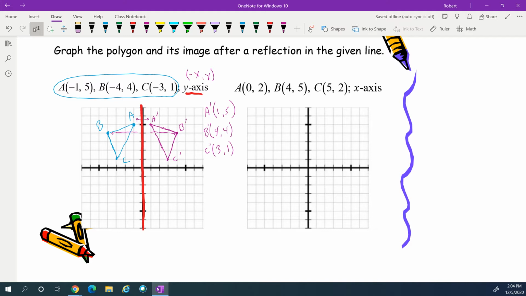Okay, let's try the second one. Again, we're going to graph the original. A is at 0, 2. B is at 4, 5. And C is at 5, 2. We're going to reflect over the x-axis.